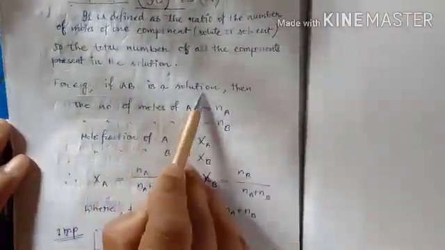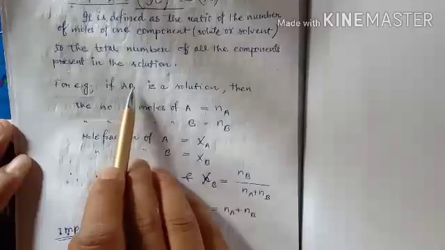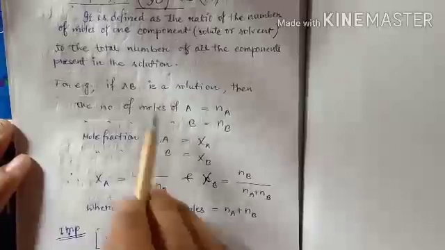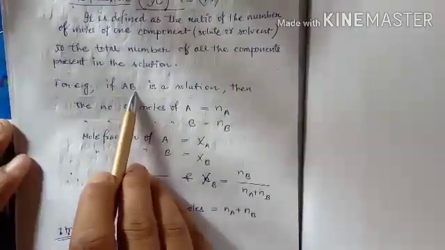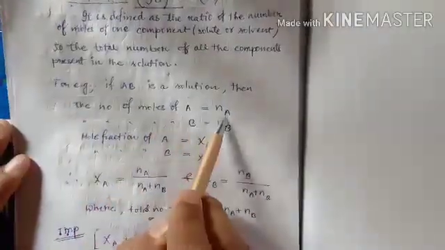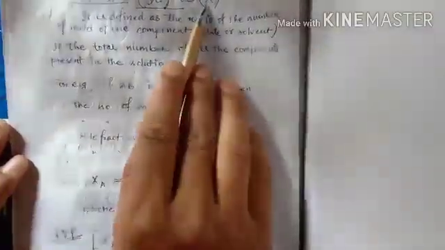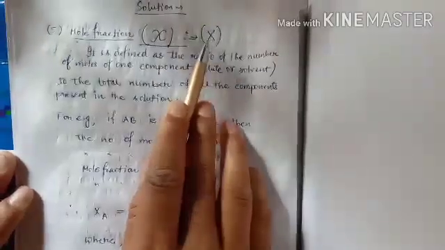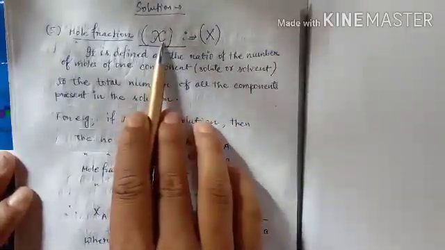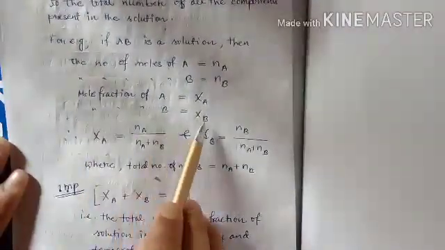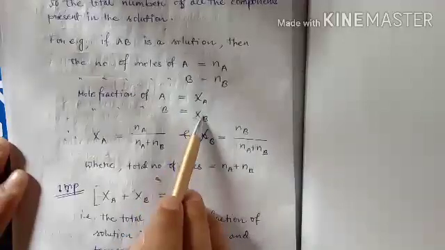So if AB is a solution, where we take A and B, one can be expressed as solute or solvent. Here two components are expressed separately. Number of moles of A is Na, number of moles of B is Nb. So mole fraction of A can be represented by x, though generally it is represented by chi. It is a symbol, but we denote it only by x. So mole fraction of A is xa, mole fraction of B is xb.